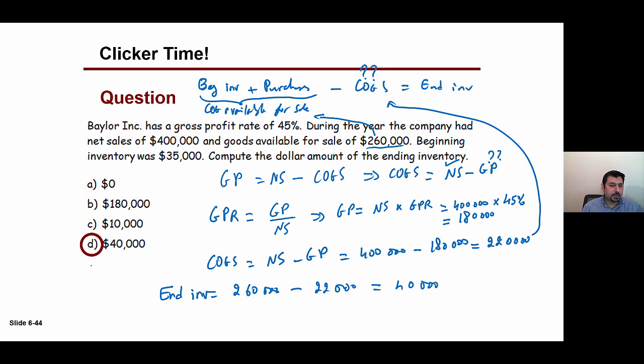So if you have a question like that, just make sure to start from the beginning, and then look for the numbers that you have. At this point, we did not use beginning inventory. In this case they gave us the goods available for sale, but let's say that they give us purchases, at that point we would use beginning inventory plus purchases. So this type of question will depend on what information they give you and what they are asking you to do.